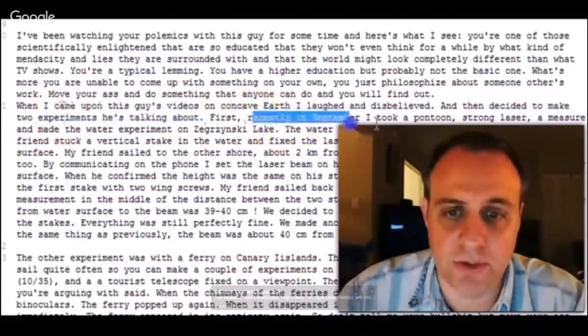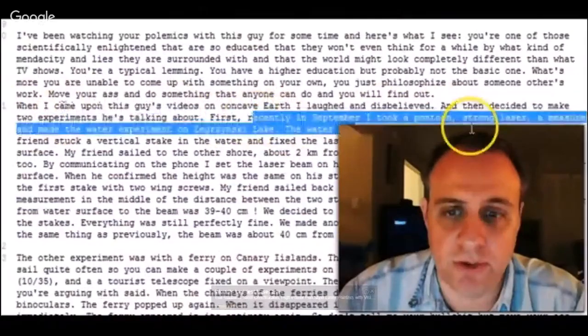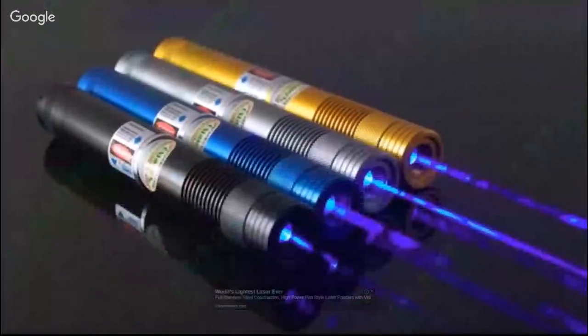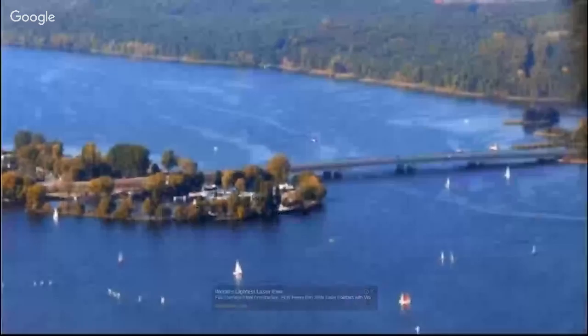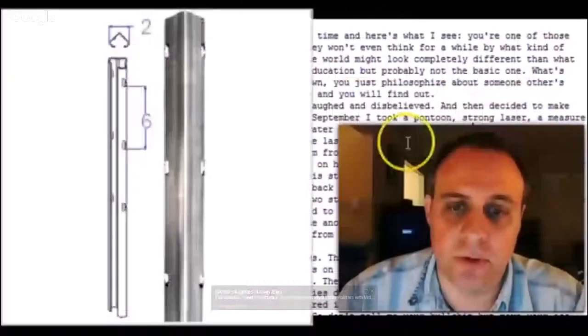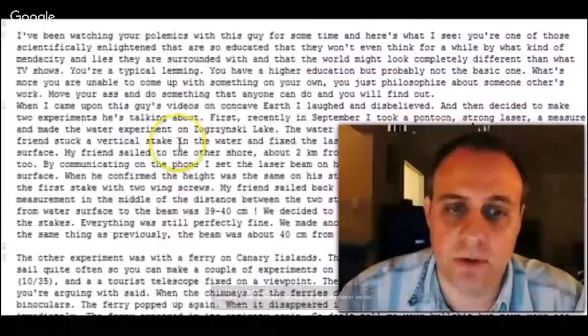First, recently in September, I took a pontoon and a strong laser and made a water experiment on Zenith Lake. The water was perfectly smooth, no wind. My friend and I stuck a vertical stake in the water and fixed the laser on it at a height of 30 centimeters above the water surface.